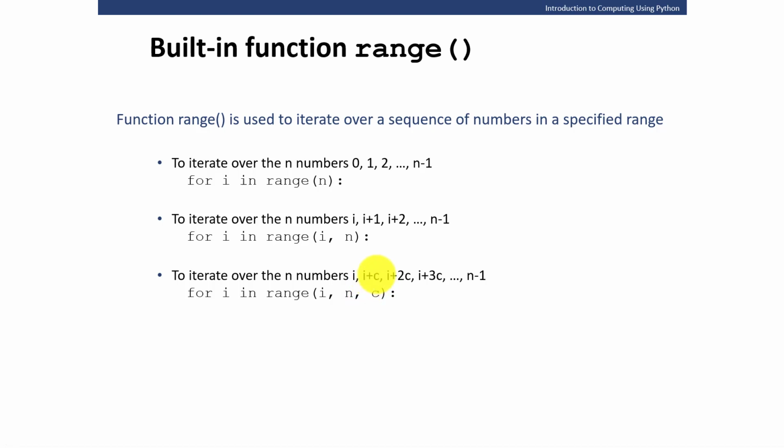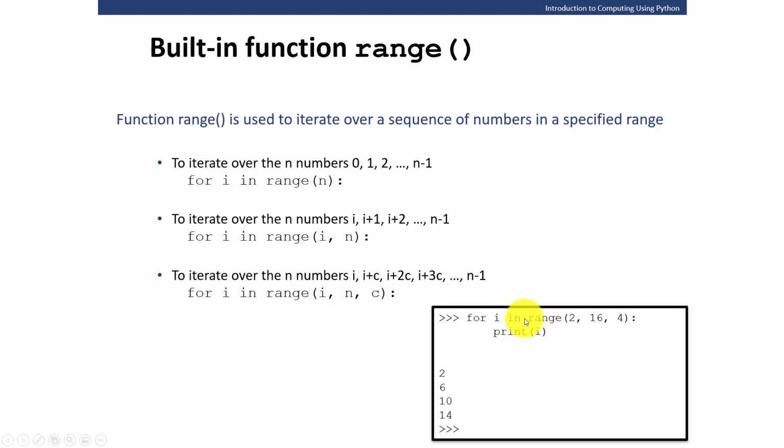So let me give you an example. So for I in range 2, 16, 4. I will start at 2, then I will add 4 to 2. This will be equal to 6. Then I will add 4 to 6. This will be equal to 10. And then I will add 4 to 10. It's going to be 14.